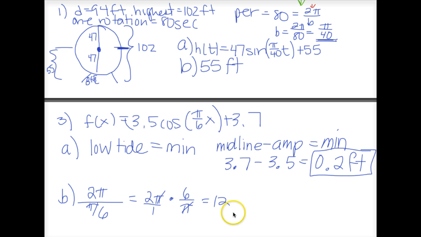We were measuring time in hours because it said x hours. So 12 hours is the period. What does this mean? This means that it takes 12 hours to get from one low tide to the next low tide, or it takes 12 hours to get from one high tide to the next high tide at that specific location.